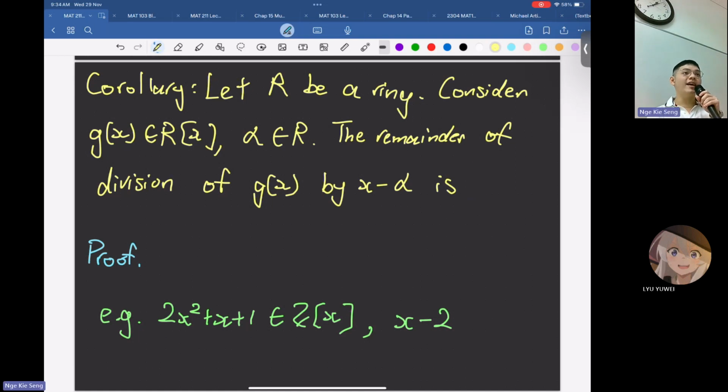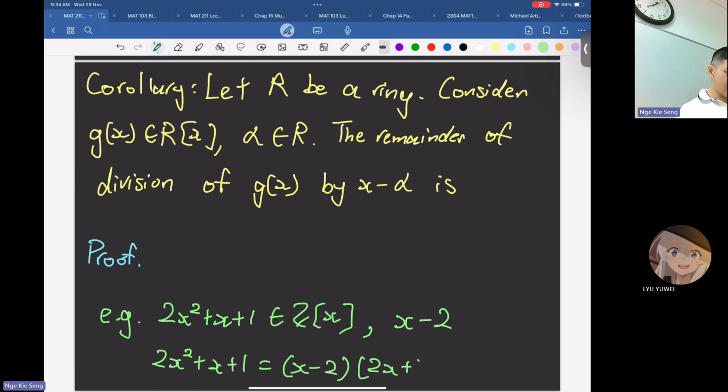What's the remainder, Jimbo? 11. Okay, so how do you write it out? So 2x squared plus x plus 1 equals what times x minus 2? What's the quotient? 2x plus 5. That's all? Doesn't seem right. Oh, okay, seems right because you need to add the remainder, plus 11. How do you get this 11? Where does 11 come from?